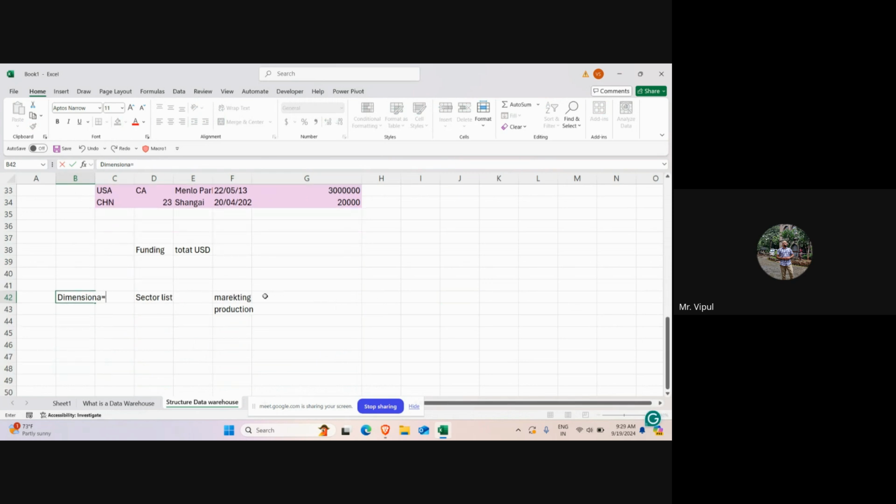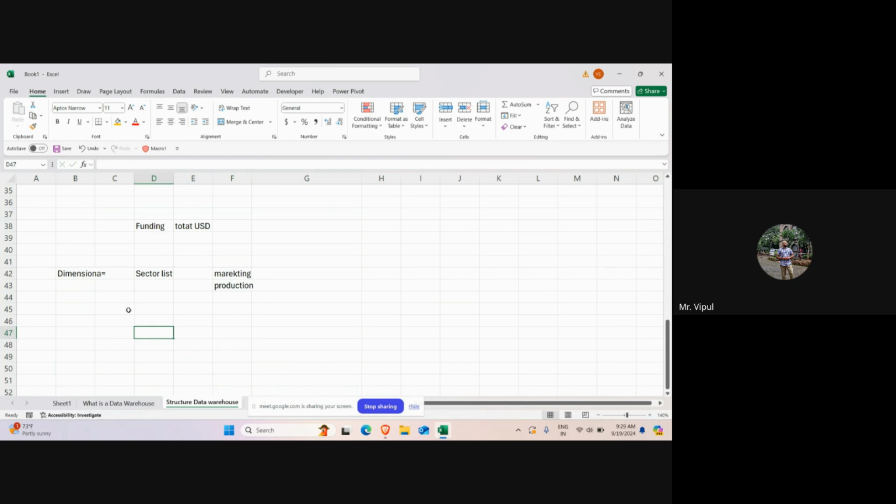Now you can see that without these dimension variables, the fact variables are meaningless. And what analysis can you do with a big bunch of numbers without having additional information about those numbers? So that is why a dimension variable can be thought of as metadata corresponding to the fact variable.